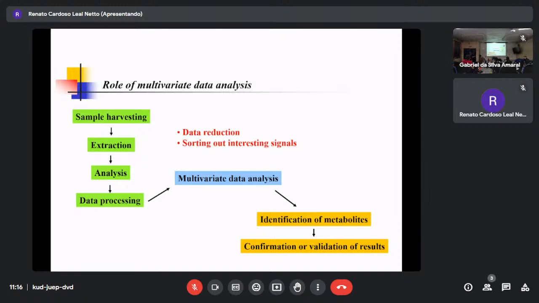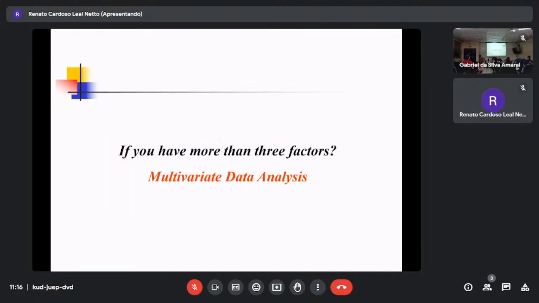Save your time: which signal? Even with AI, you want to point out which signal is the answer to your question. So that's why I told you in the beginning that good quality in metabolomics is really dependent on your question. The best solution comes from the best question. If you have more than three factors, use multivariate data analysis, because ANOVA's maximum is two factors. Two factors means two variables.